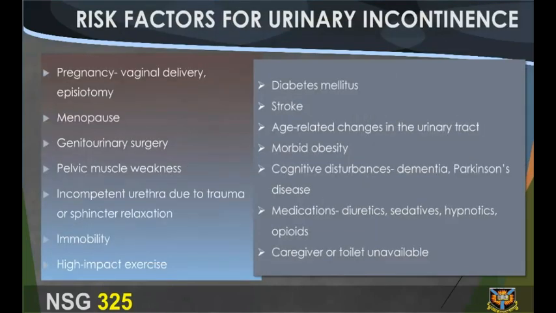Risk factors for urinary incontinence: pregnancy, vaginal delivery, episiotomy, menopause, genitourinary surgery, pelvic muscle weakness, incompetent urethra due to trauma or sphincter relaxation, immobility, high-impact exercise, diabetes mellitus, stroke, age-related changes in the urinary tract, morbid obesity, cognitive disturbance, dementia, Parkinson's disease, medications, diuretics, sedatives, hypnotics, opioids, caregiver or toilet unavailable.